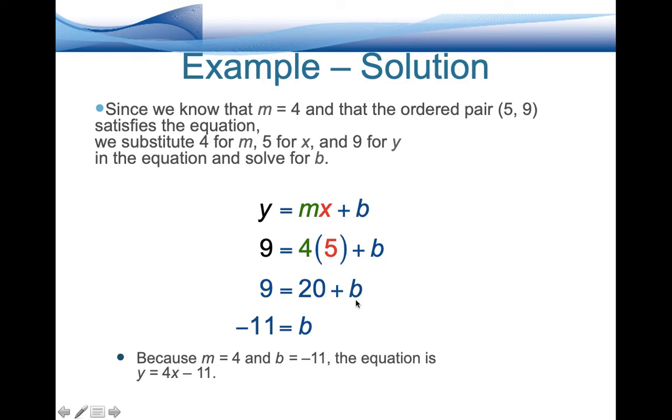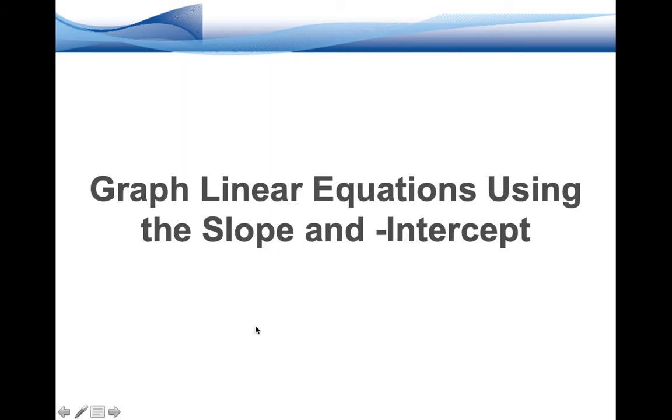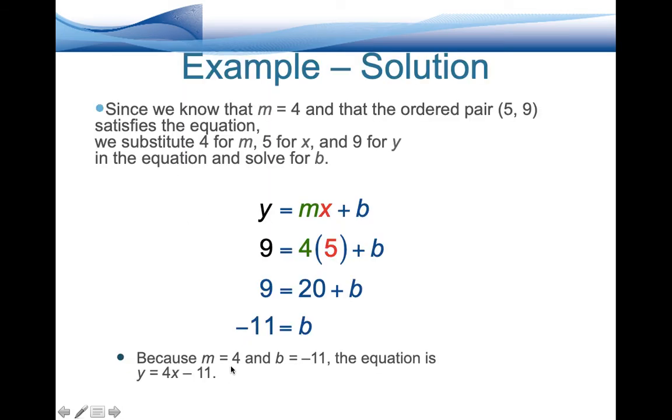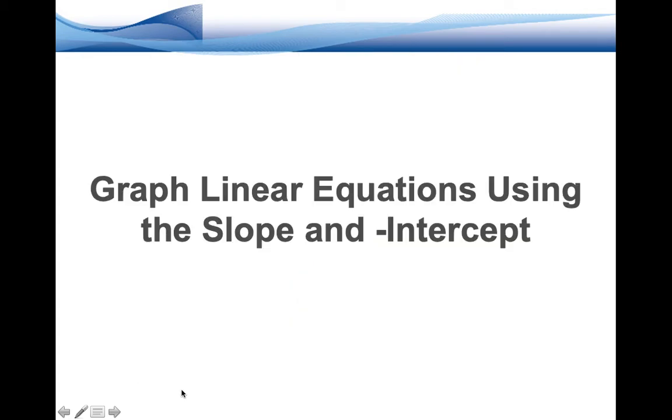20 plus something will give me 9. So when I subtract 20 from both sides, 20 minus 20 gives me 0 plus b, which is b. And 9 minus 20 will be negative 11. So because the slope m is 4 and the y-intercept is negative 11, the equation is y equals 4x minus 11.